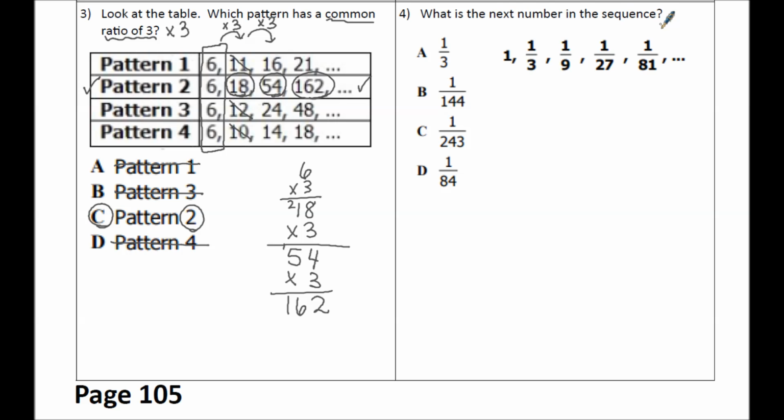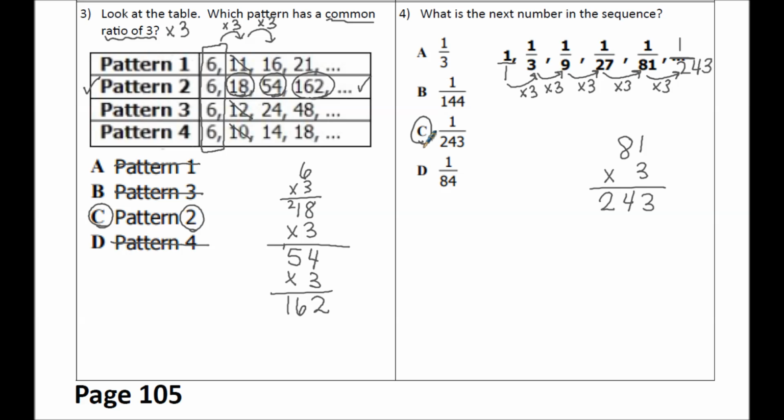What is the next term in the sequence? 1 is kind of like 1 over 1, so to make these all look like fractions, we know that our numerator is going to be 1, and let's figure out what the denominator pattern is going to be. I see that 1 times 3 is 3, and 3 times 3 is 9, so another 9 times 3 is 27, 27 times 3 is 81, so 81 times 3 is going to give us that denominator, and that ends up being 243. So 1 over 243, or answer choice C, is the correct answer.